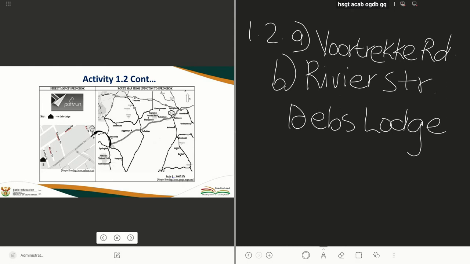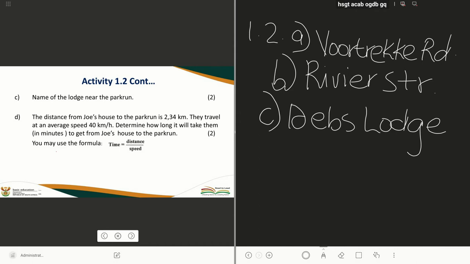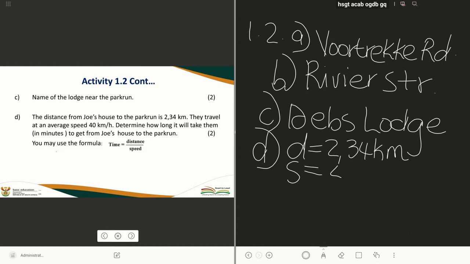That is C. And then D. The distance from Joe's house to the park run is 2.34 kilometers. You write down what is given to you, that the distance is 2.34 kilometers. They travel at an average speed of 40 kilometers per hour. So your speed is given there. Your average speed is 40 kilometers per hour.